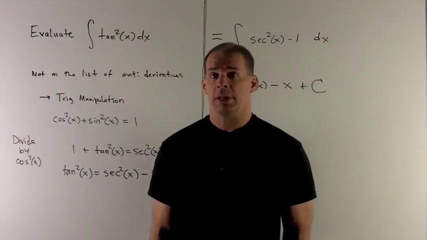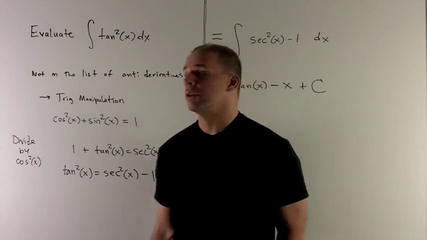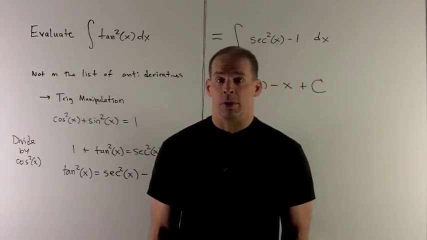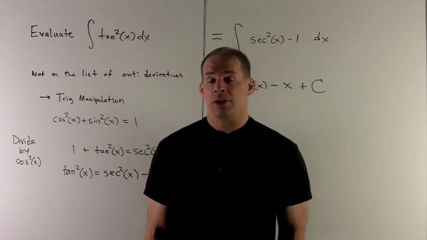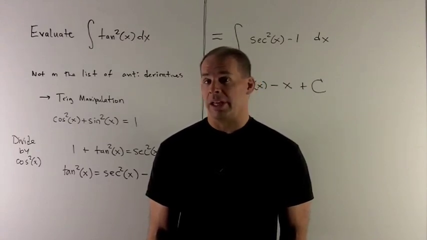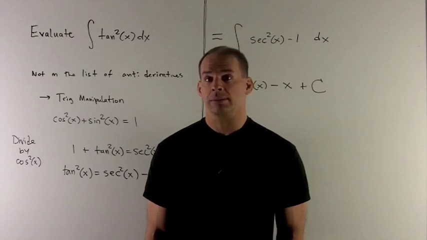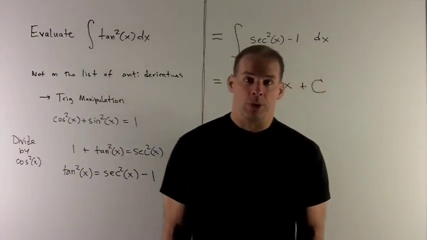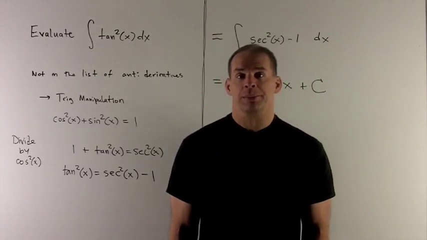For this problem, consider the antiderivative of tangent squared x. If we take a look at the list of antiderivatives, we won't find this one on there. So that's going to mean there'll be some manipulation that lets us get to an answer. So we need to pull out some trig manipulation.